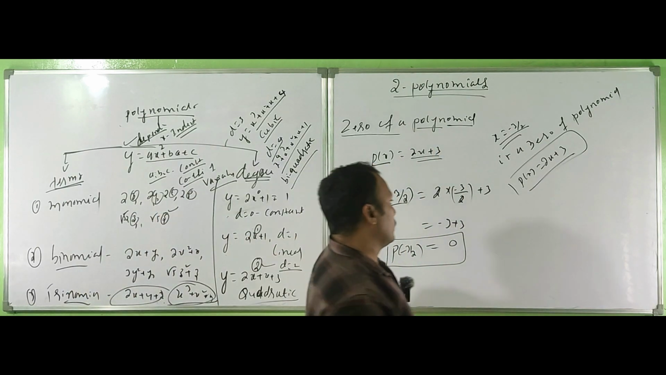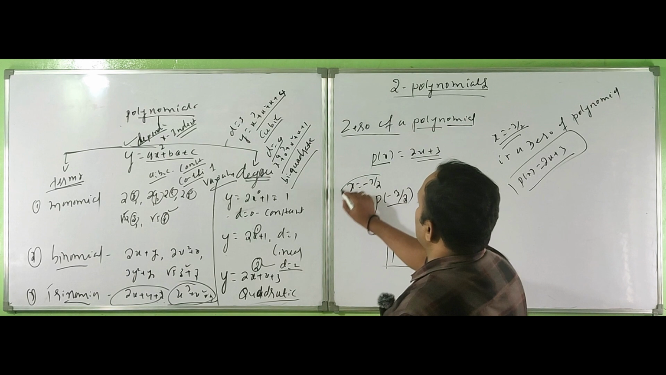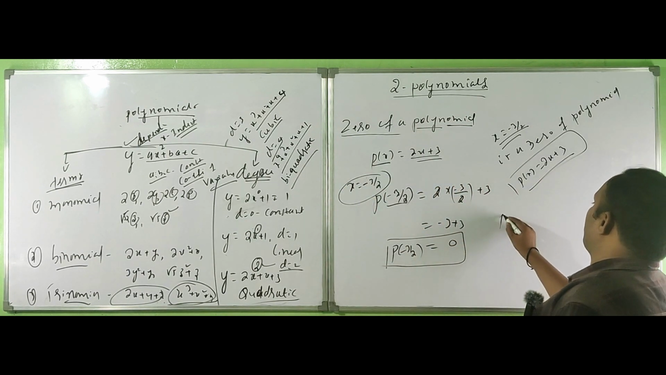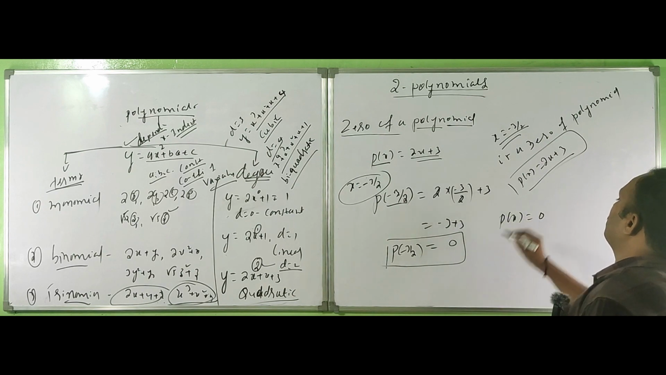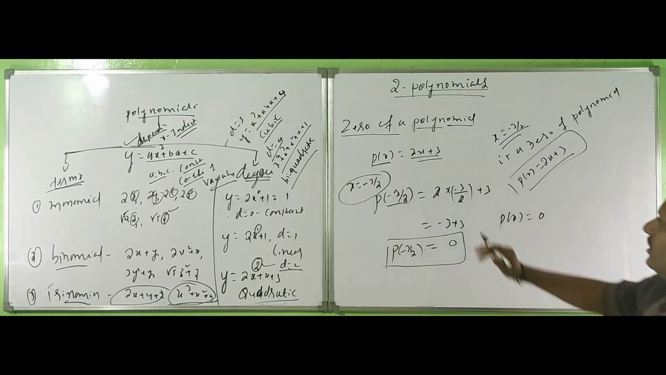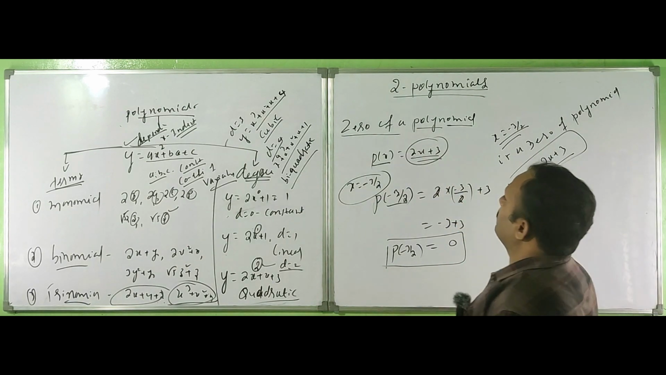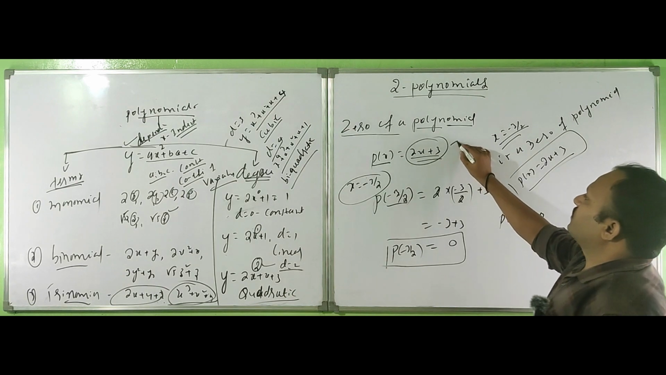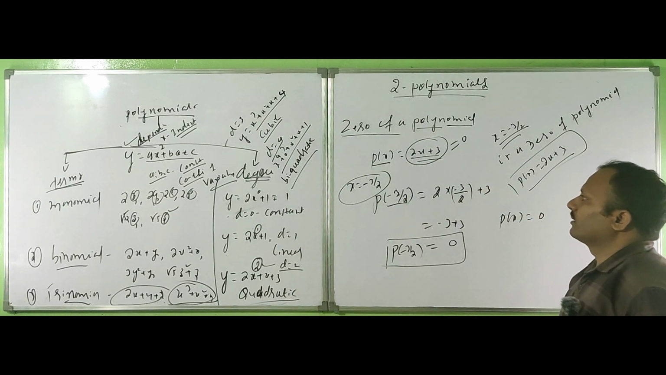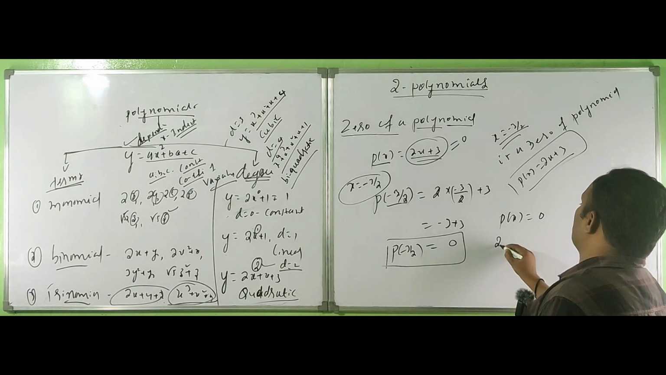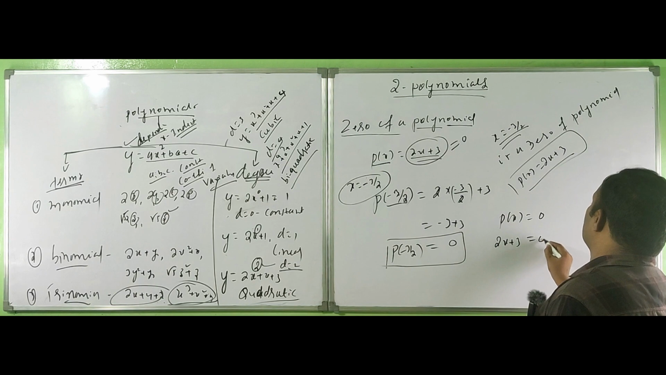Right? So here, how do we find this? I write it now. Simple: write p of x is equal to 0. It means make the equation equal to 0, because we want the zero. To find the zero, the polynomial should be equal to 0, and then we will get the value of x. So p of x is equal to 0 gives 2x plus 3 is equal to 0.